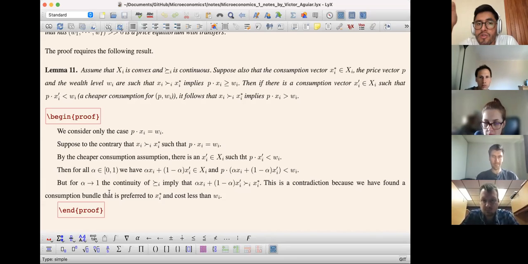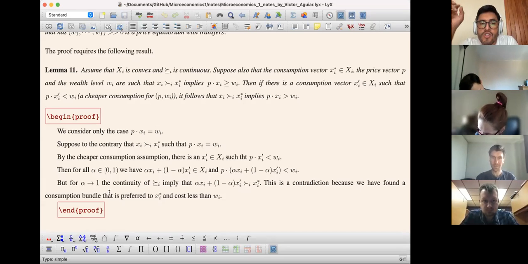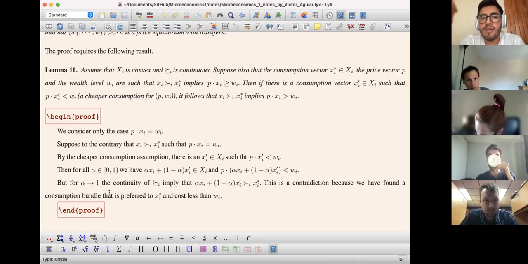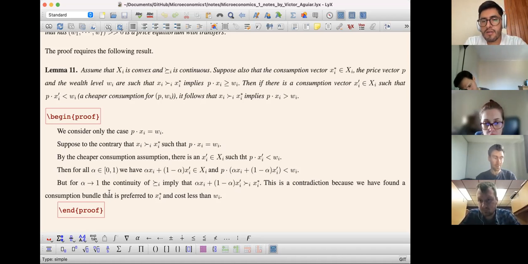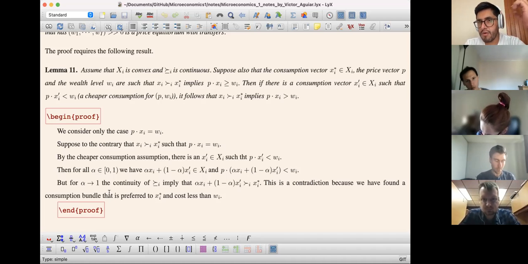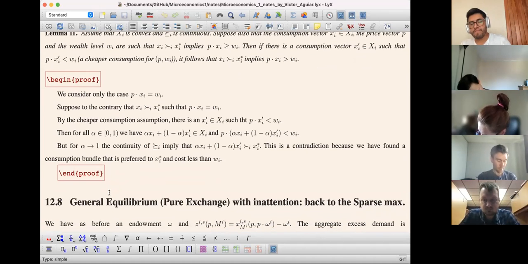Then, if that assumption holds and there is a consumption vector x_i prime that is affordable, so there exists a cheaper consumption, it follows that if x_i is strictly better than x_i star, then p times x_i is strictly greater than w_i. This is usually called the existence of a cheaper bundle. If such a bundle exists, then you can strengthen the inequality to a strict inequality, and the gap between price quasi-equilibrium and equilibrium disappears. The proof is very simple. You can read it. I'm not going to spend more time here.